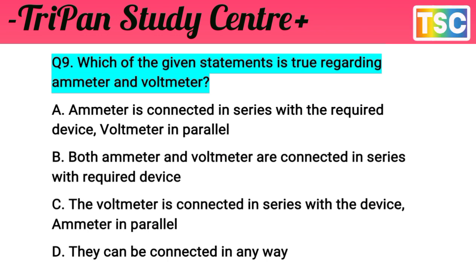Option A says the ammeter is connected in series with the required device. That's important. And the voltmeter is in parallel. That's the important answer here. Remember, the ammeter is connected in series and the voltmeter is connected in parallel. That's the right answer for the exam. It means option A is correct here.